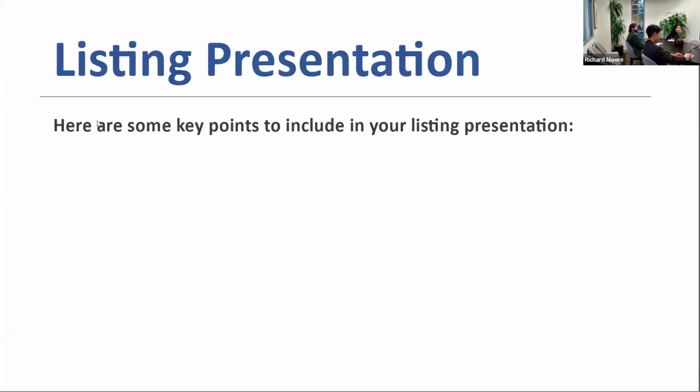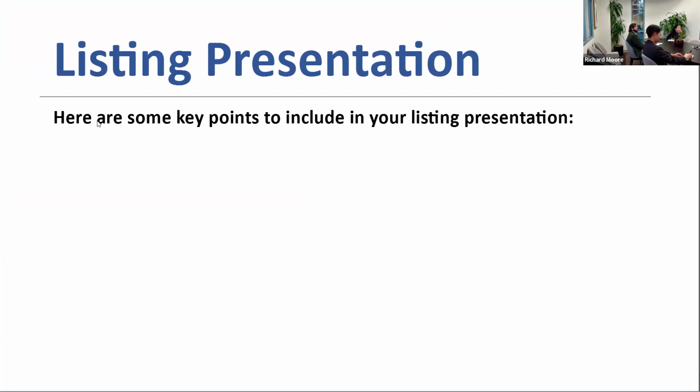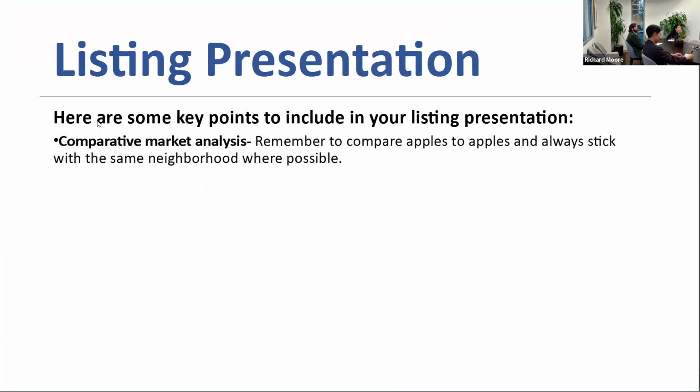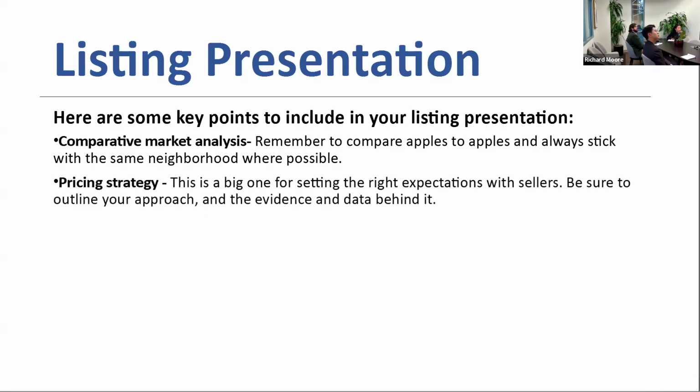Okay. So here are some key points, including your listing presentation, comparative market analysis, and comparing apples to apples. We talked about finding comparable properties, right? Same neighborhood. If you have to go outside the neighborhood, make sure that the properties are similar. Pricing strategy. This is a big one for setting better expectations. So be careful how you price it.